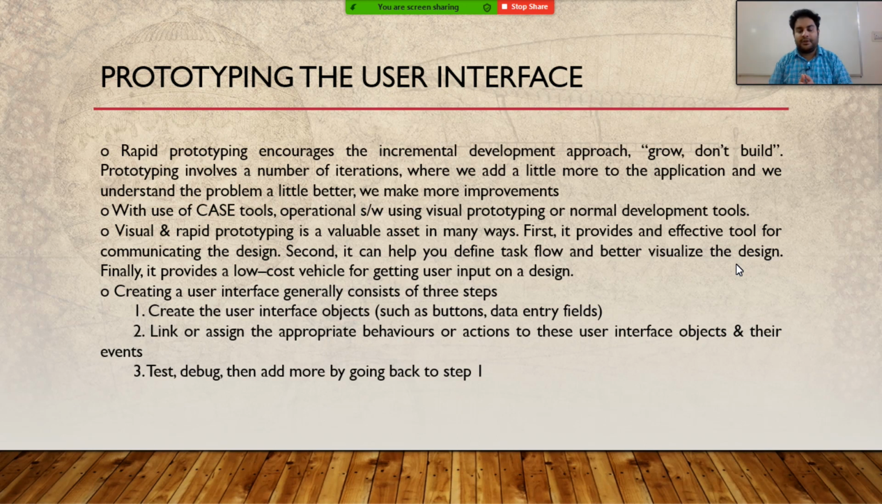Suppose you have thought to do process A and then process B, but at the time of refining you find that some process C has to be done before process A. So this type of flowchart making, the step-by-step process, can also be rectified using those design tools that are available for prototyping.